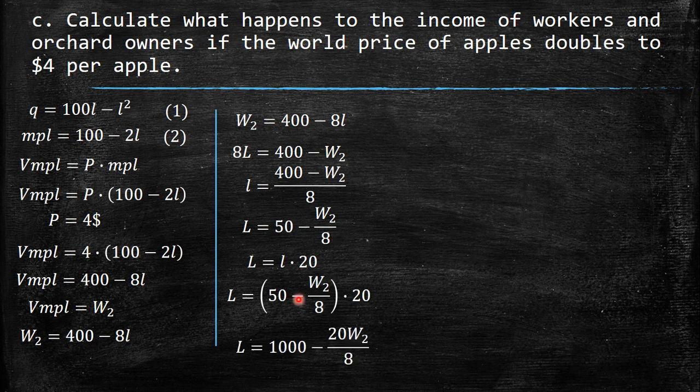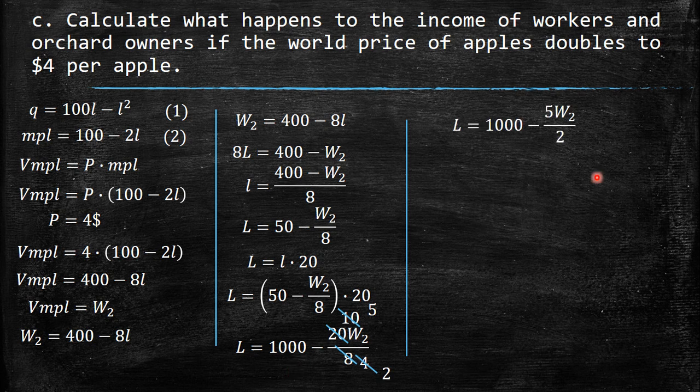Then at the end we finish this one: 1000 minus 20W over 8. We can divide these by 2, so then we have 10 and 4, and another time by 2, then we have 5 and 2. Then as a consequence, this is the market labor demand.